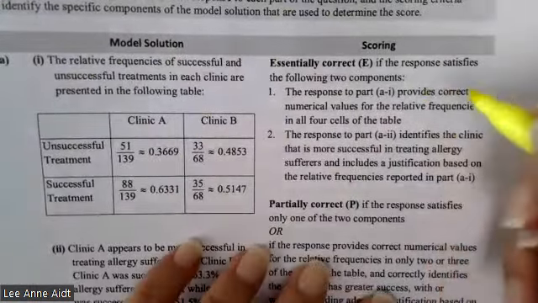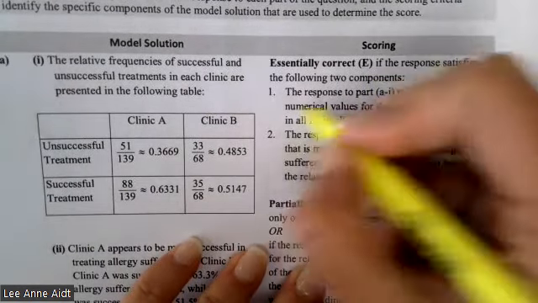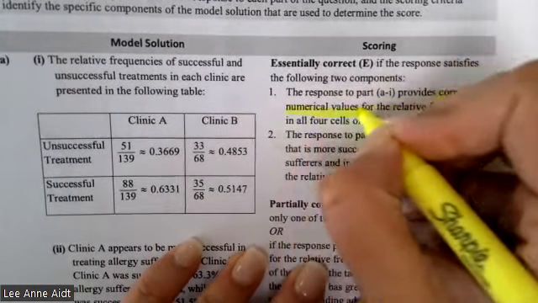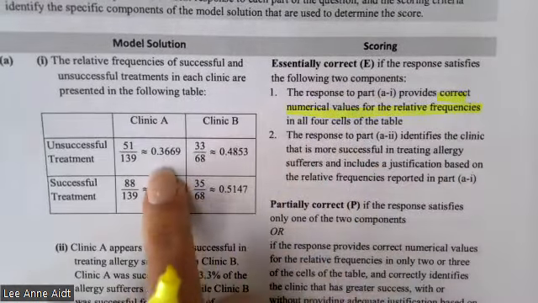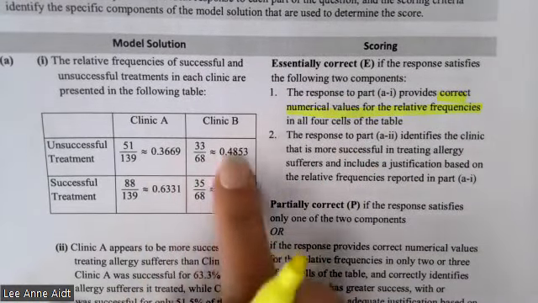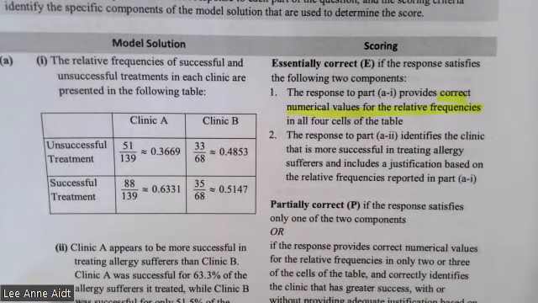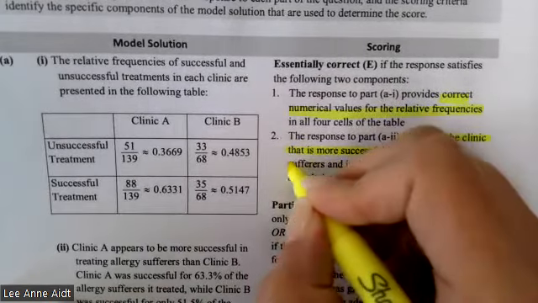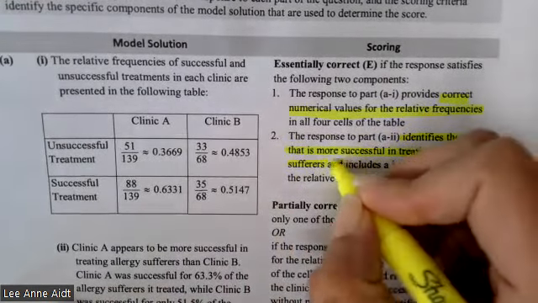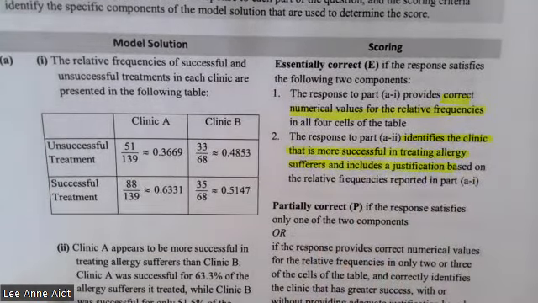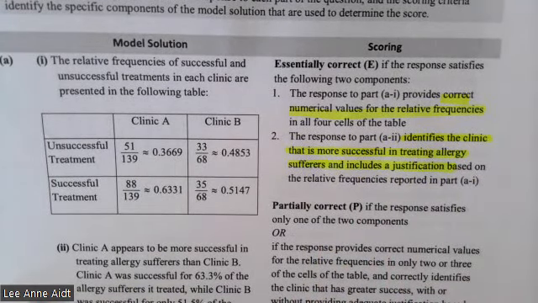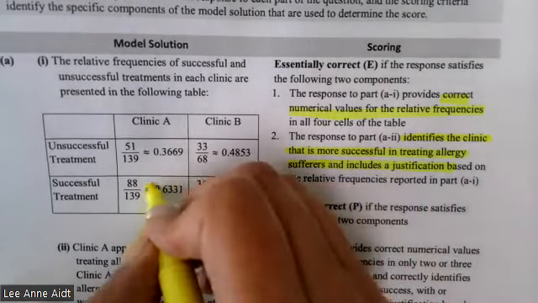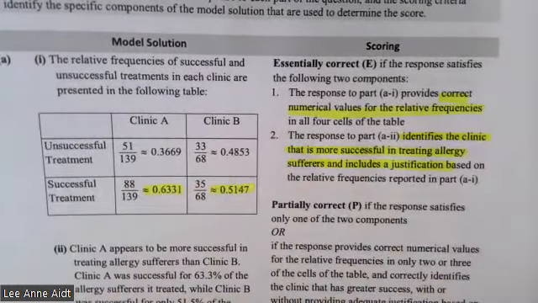So you need to provide correct numerical values for the relative frequencies. Here they are. You could round them differently, but here they are. And then identify the clinic that is more successful in treating allergy sufferers and include a justification. So it's supposed to be clinic A is more successful because it has a higher percentage of successful treatment. So clinic A is more successful because this number is bigger than that number.